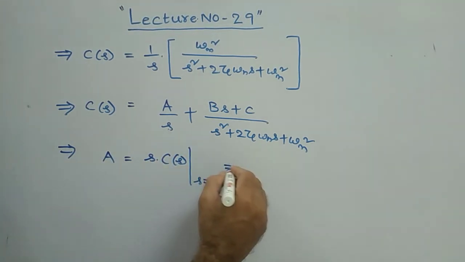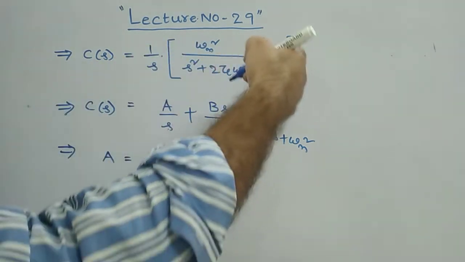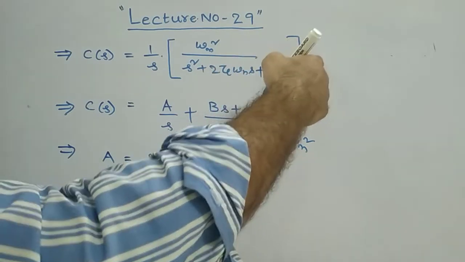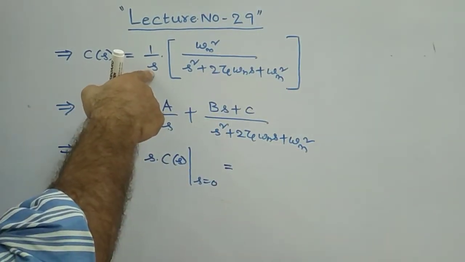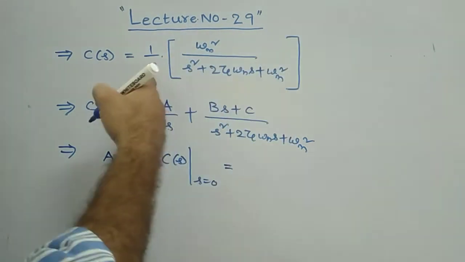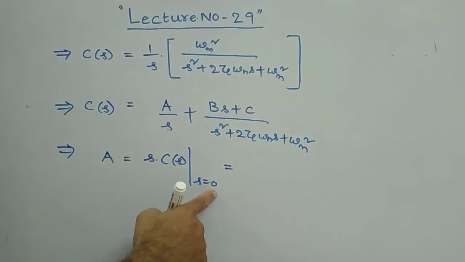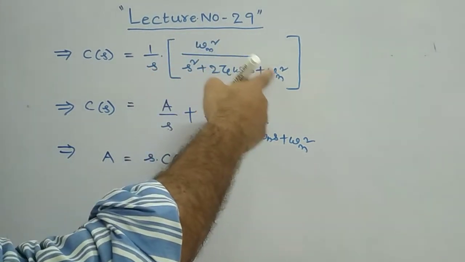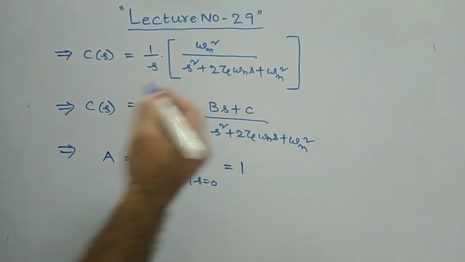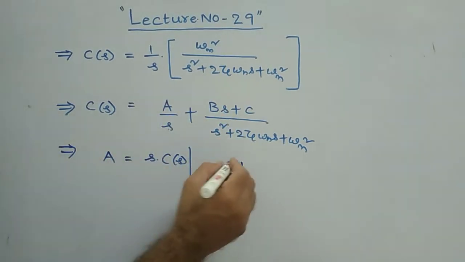This implies what? C of s is this entire thing multiplied by s. So this s and that s will cancel out, and this remains. In this, substitute s equal to 0. So here 0, here 0, then omega n square by omega n square, you will get 1. Therefore, your a becomes 1. Clear? The a value becomes 1.